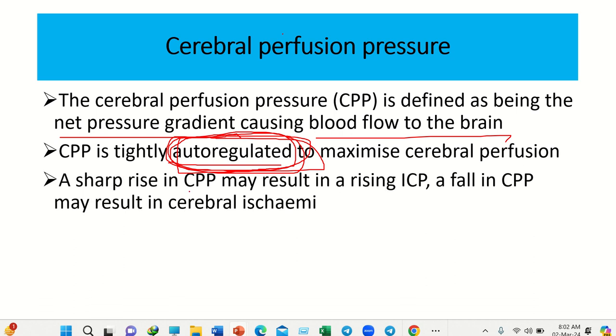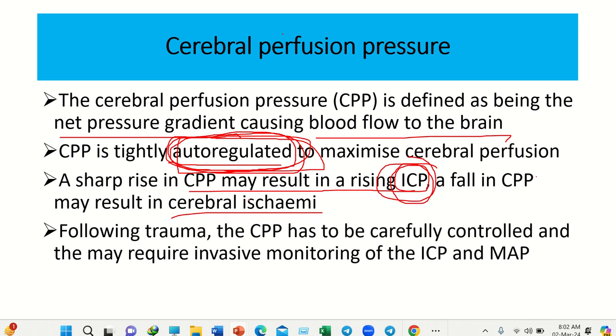And a sharp rise of cerebral perfusion pressure may result in rising intracranial pressure. A fall in CPP may result from cerebral ischemia. When intracranial pressure increases, in this condition cerebral perfusion pressure increases, and in case of ischemia cerebral perfusion pressure decreases. And following trauma, the CPP has to be carefully controlled and may require invasive monitoring of the intracranial pressure and mean arterial pressure. Actually, after any trauma or emergency condition, it is very important to maintain normal cerebral perfusion pressure.